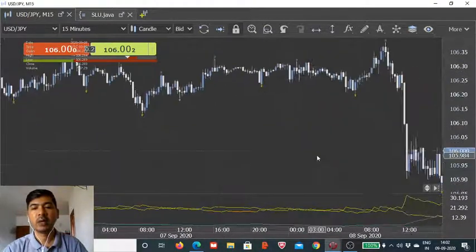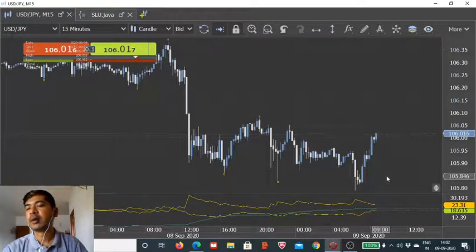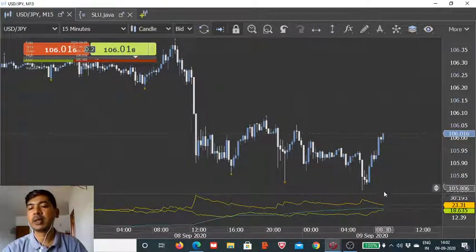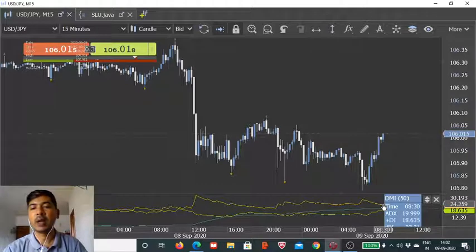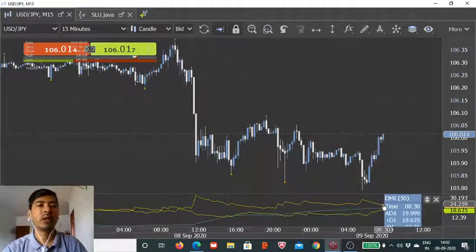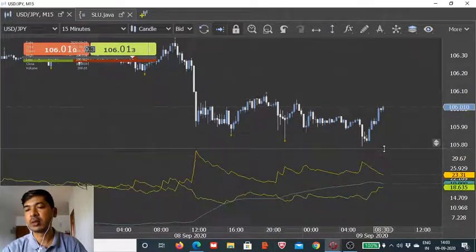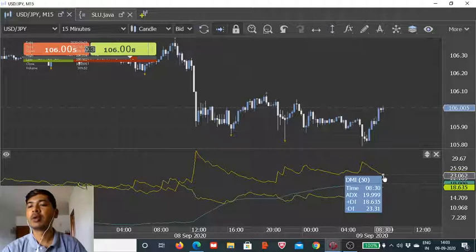So here we have this USD JPY chart of 15 minutes each, and now we have this DMI indicator plotted for the 50 time period of 15 minutes each on the USD JPY. Now, as you can see, the ADX value is at 19.99. We will have to enlarge it so that we can easily see the values.